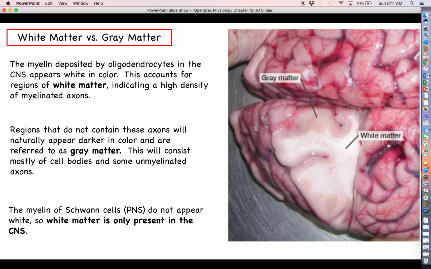And it's important to understand that you will not find white matter in the peripheral nervous system, because the myelin that Schwann cells lay down does not appear white in color. This is why I was saying that oligodendrocyte myelin is kind of special. Only it appears white. Schwann cell myelin does not appear white in color, so you will only find this gray matter, white matter distinction in the brain and in the spinal cord.